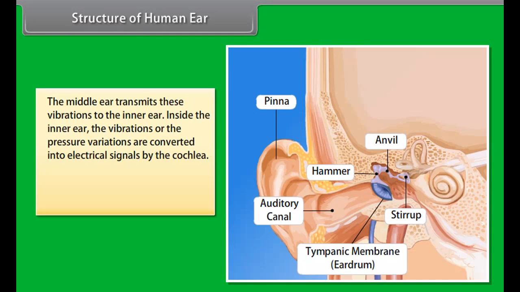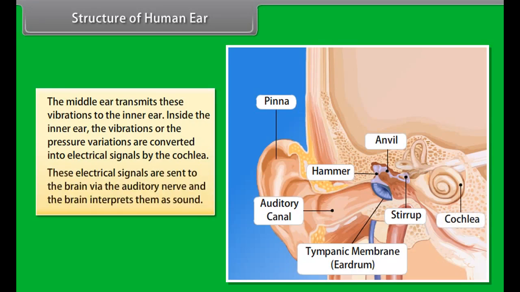Inside the inner ear, the vibrations or the pressure variations are converted into electrical signals by the cochlea. These electrical signals are sent to the brain via the auditory nerve, and the brain interprets them as sound.